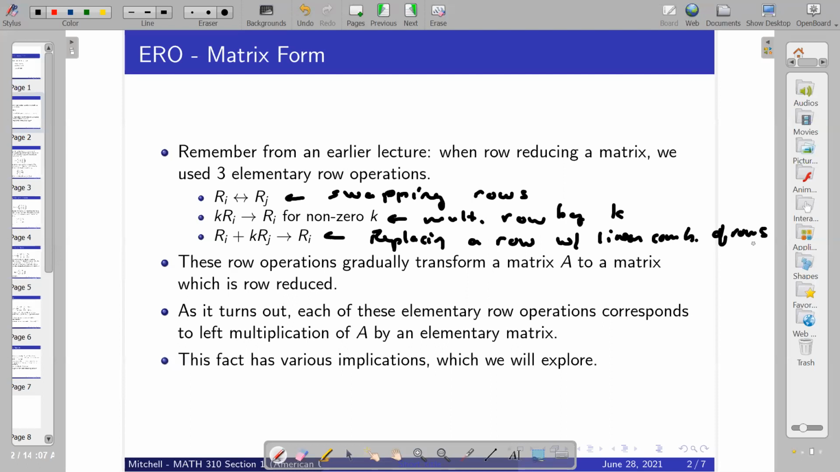And so you played around with that, I think, on the homework. We discussed it a little bit in class, did some things with it. So we kind of know what the symbolism means. The row operations that you're talking about here gradually transform matrix A into a matrix which is row reduced. If you use all three, you're generally out to discuss the reduced row echelon form of the matrix, if you're talking about Gauss-Jordan elimination. As it turns out, each of these elementary row operations corresponds to left multiplication of A by something called an elementary matrix, which I presently will define.